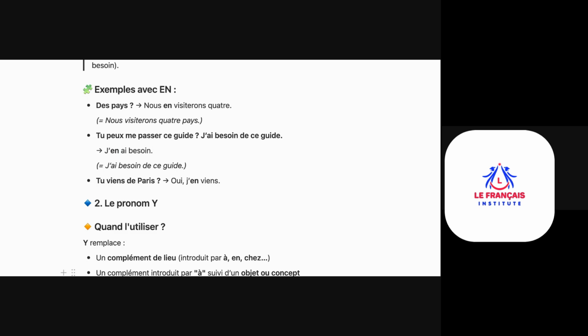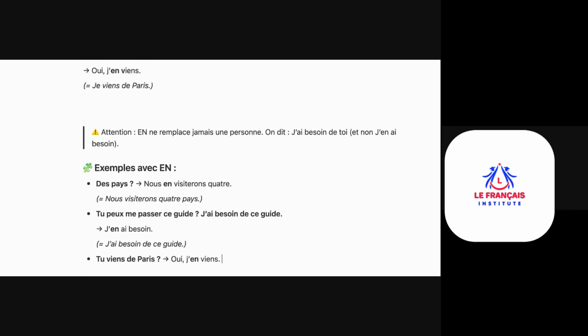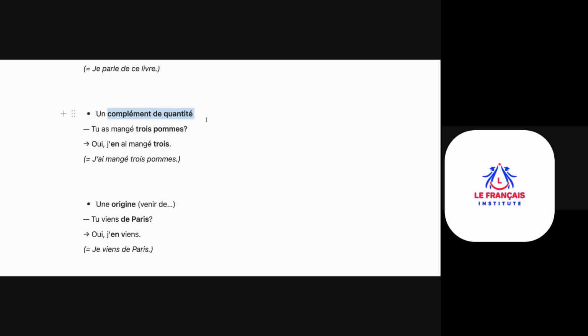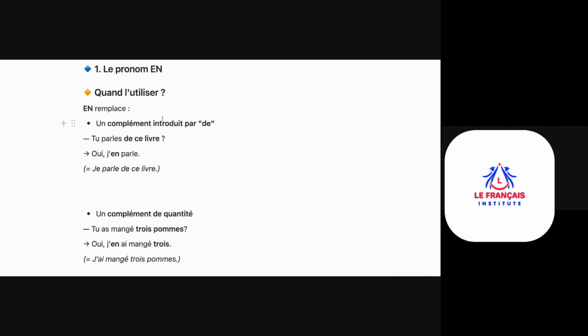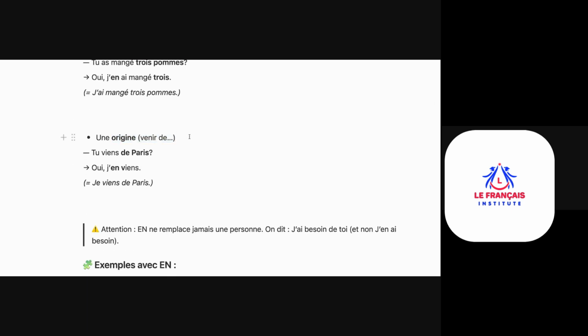Is it clear? Yes. Anything in terms of the repetitive numbers or the context, we can replace that by en. Quantities, any complement of quantity, any complement introduced by de. Of, from, about, for, whatever we use de for. So any complement introduced by de, any complement of quantity, and always when we are talking about origin.